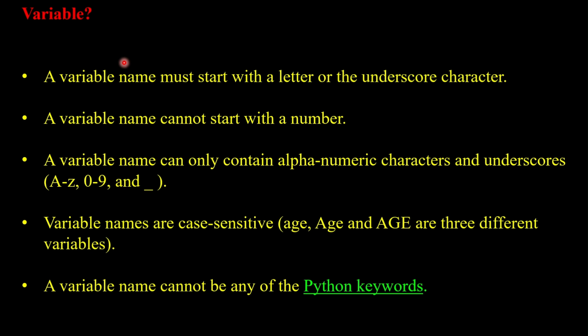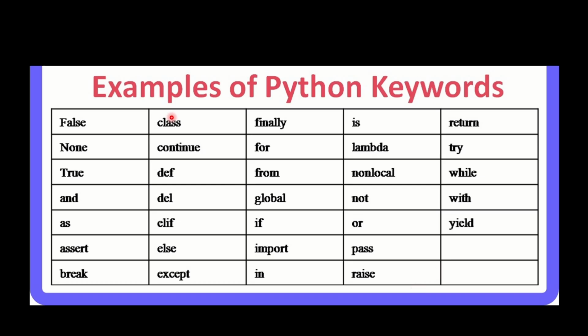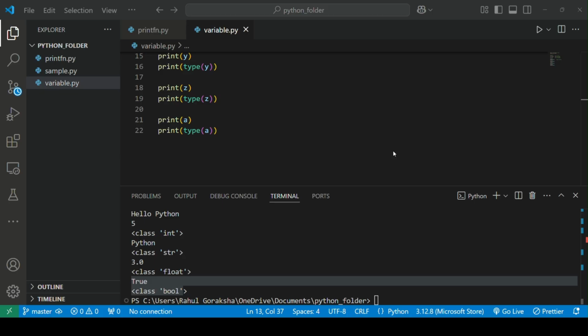Variables are case sensitive. So if we store into a small case a and an uppercase A, these will all be different variables. And the variable cannot be any of the Python keywords. There are certain keywords mentioned in the Python library itself, like False, that we can't use as a variable name. It will throw an error, which I will also show you in the IDE. True, class, else, in, from, nonlocal, while, with. So this is how we need to work very properly while executing the code.